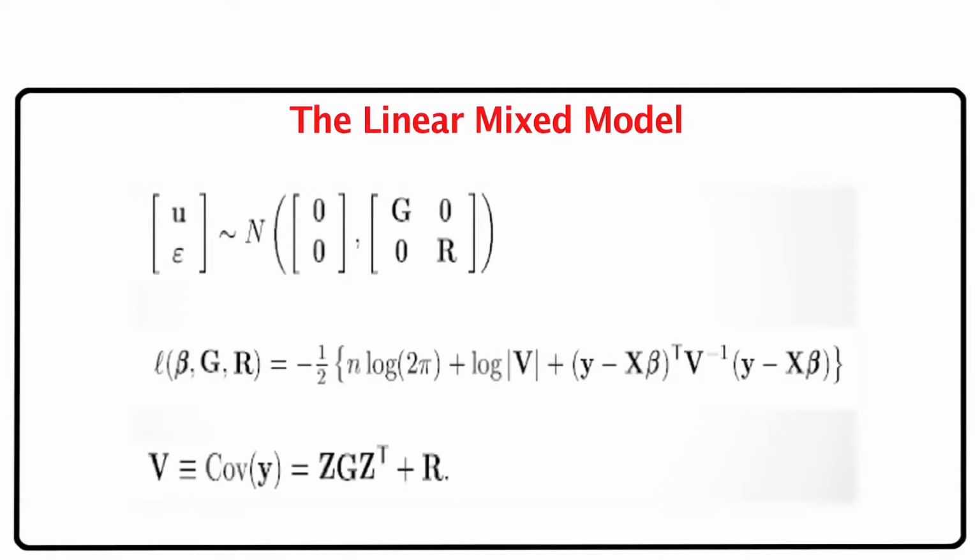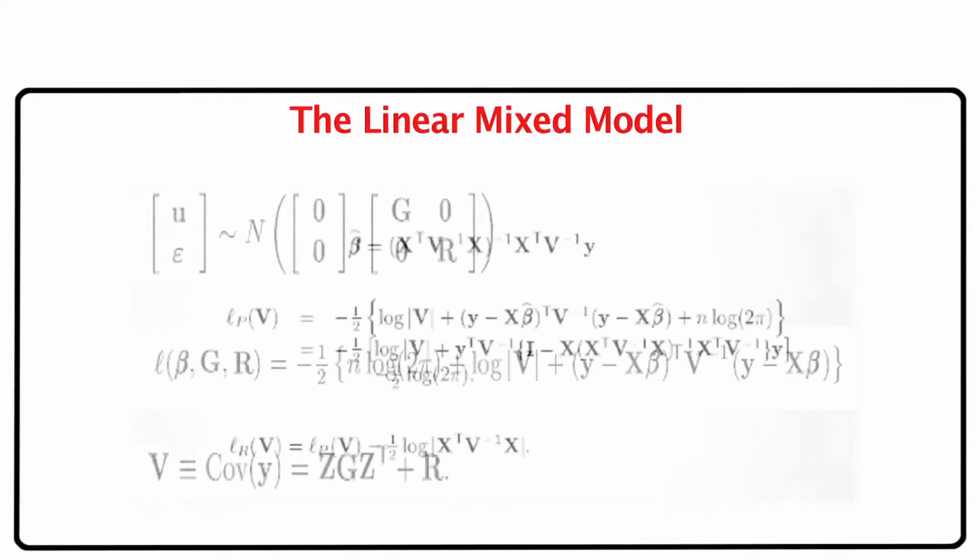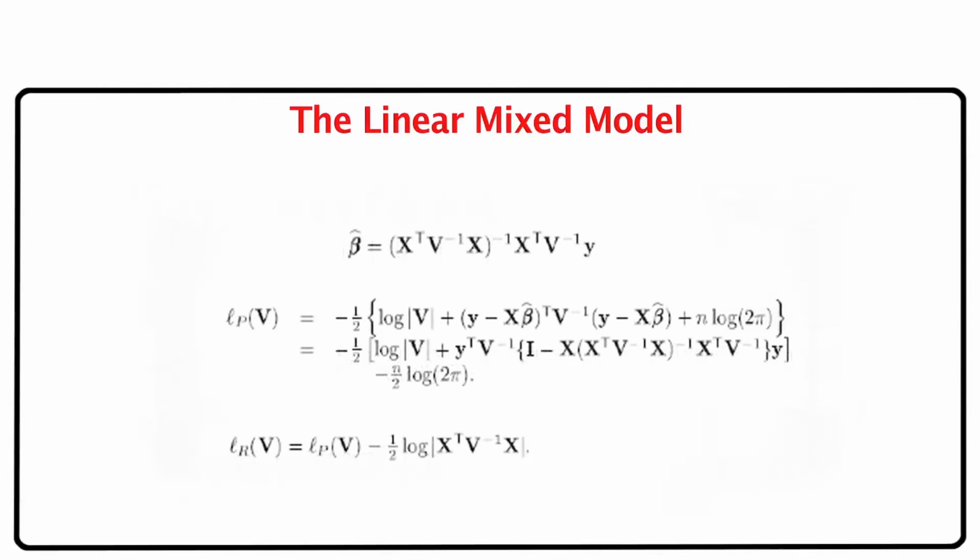So it looks like the usual multivariate normal log likelihood. The variance V is the covariance of Y, and it follows from the first line of this slide that this is given by ZGZ prime plus R. For inference in this model, we first need to estimate all the model parameters.